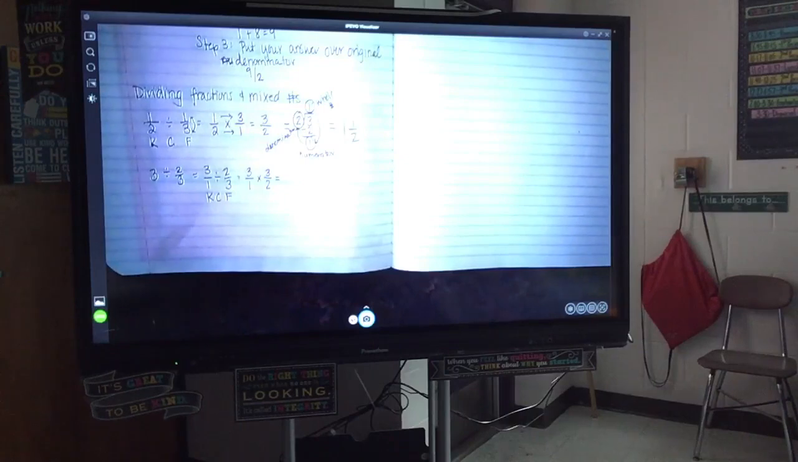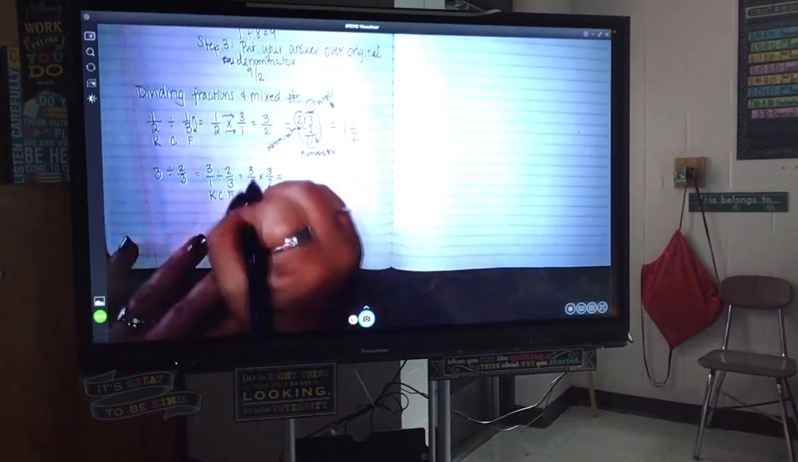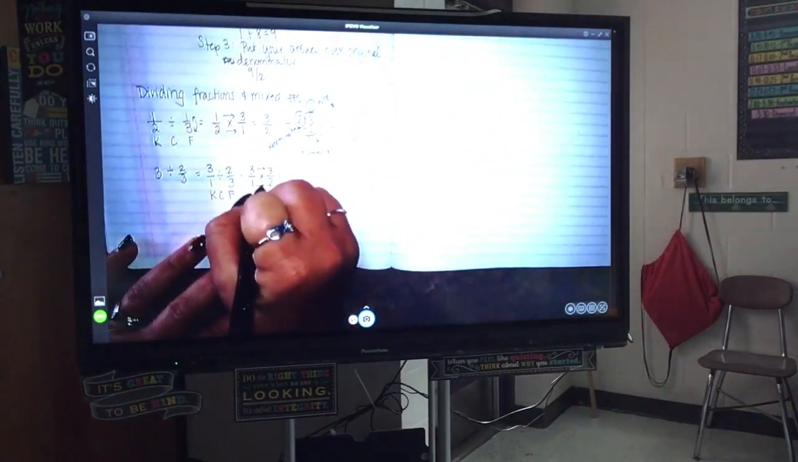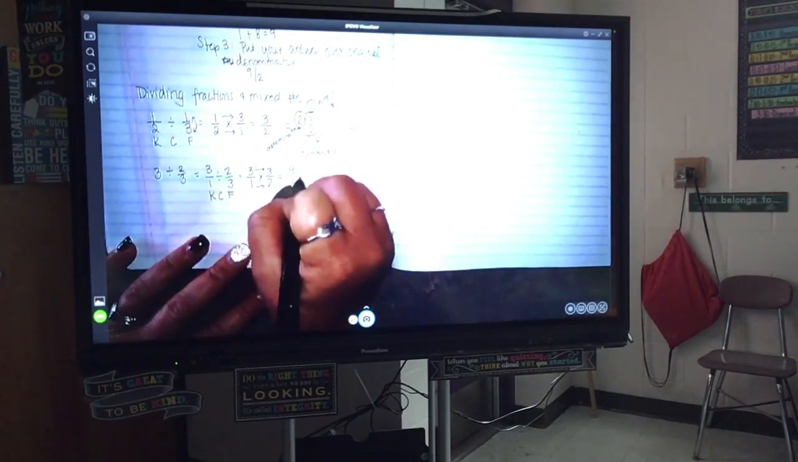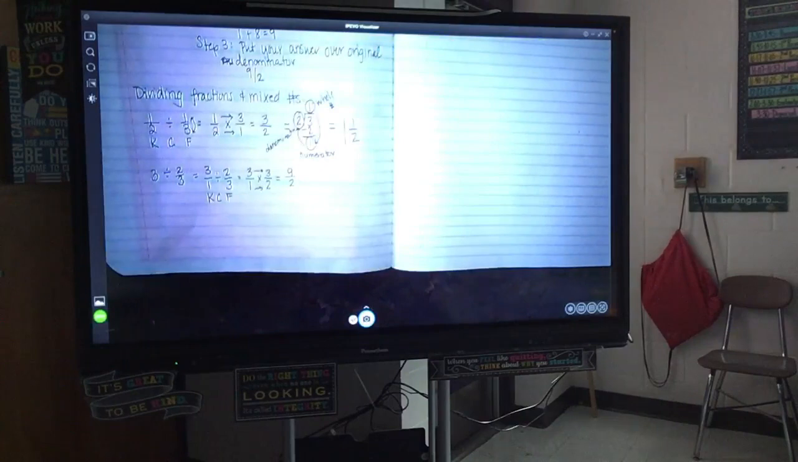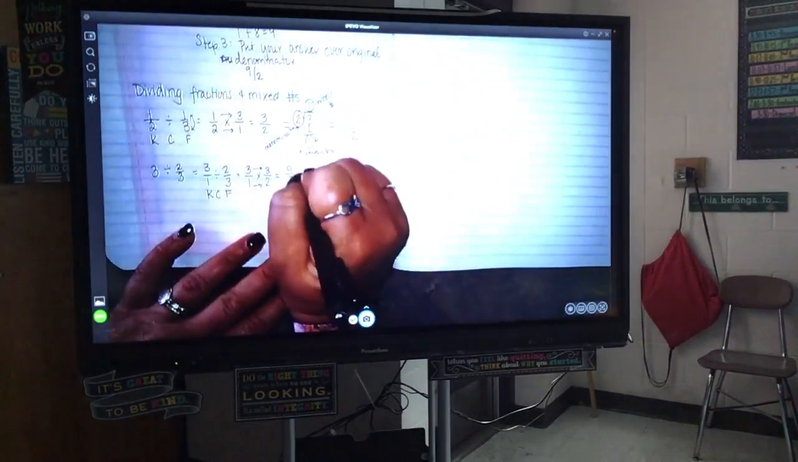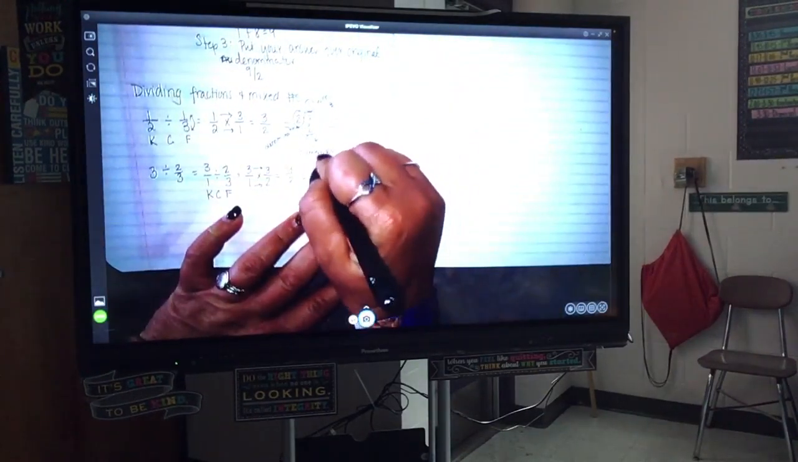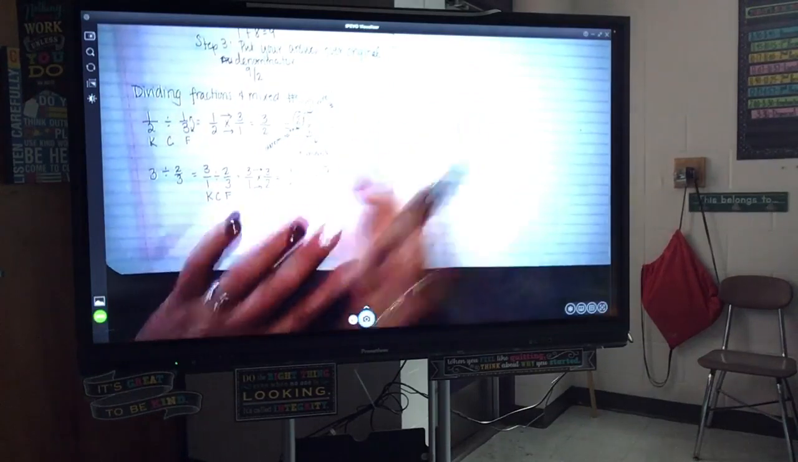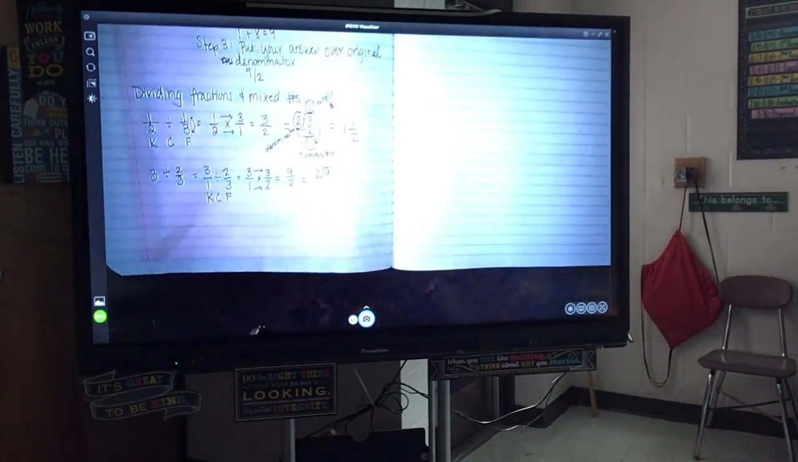What do we do, Kyra? Right. So 3 times 3 is 9. 1 times 2 is 2. Can we leave it as 9 halves? No, we cannot. What do we do? Kaya. All right, what can I multiply 2 by to get close to 9 without going over? Cooper?